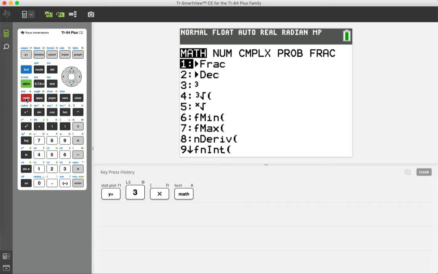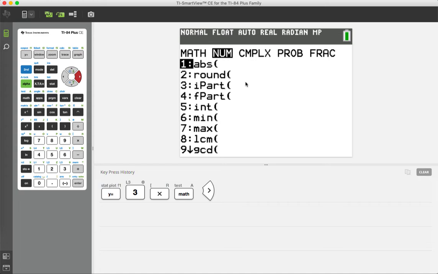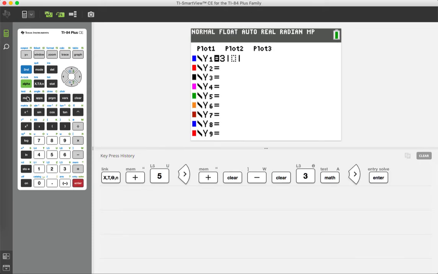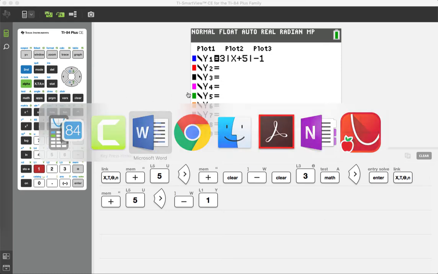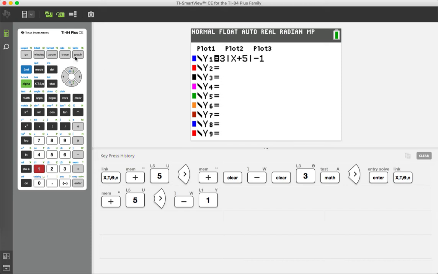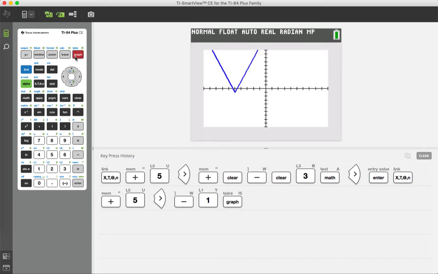Now you see a bunch of menus at the top: math, num, complex, probability, fraction. Go to your right to num, hit the right arrow key. And the first option, abs, stands for absolute value, that's the one you want. So hit enter, abs, x plus 5. And I hit the right arrow key to get out of the absolute value brackets and go minus 1. Okay, and let's see, is that the right answer? Great. Hit graph, and you'll see. Okay, here's our graph.